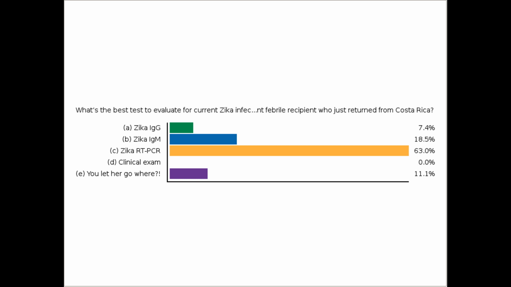Clinical exam is incredibly difficult for Zika, but I'll give you some clues in the next few slides. Why did you let a pregnant recipient go to Costa Rica is always a valid question, but our recipients will do different things. IgG is actually a test that really does not exist for Zika. It's a curiosity that is not a very helpful test. And IgM, unfortunately, has a really long persistence phase, where counterintuitively we think of IgMs as really quite acute, but this can last for 3 to 4 months, if not longer. So the right answer here is in fact the PCR.